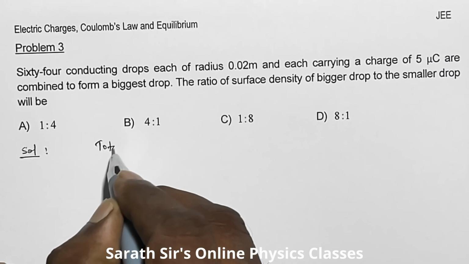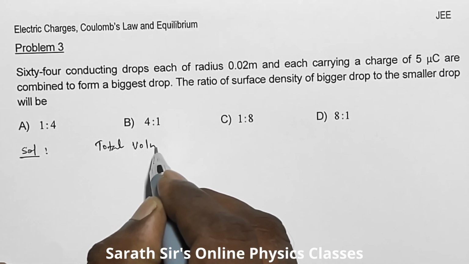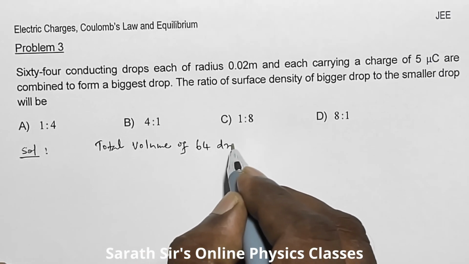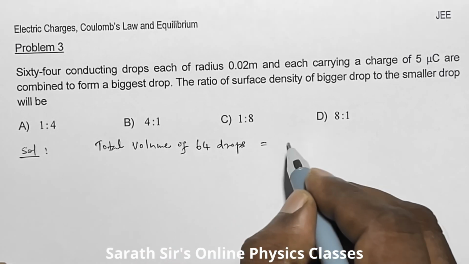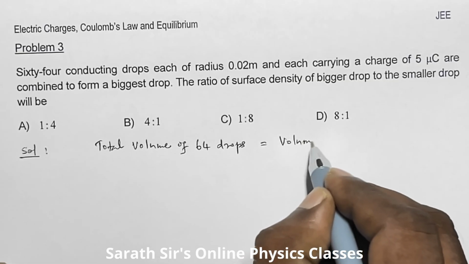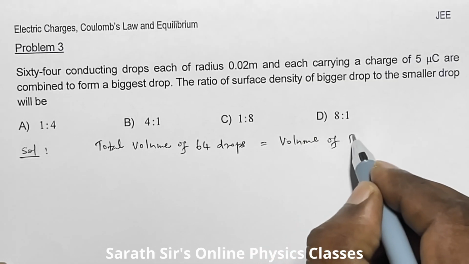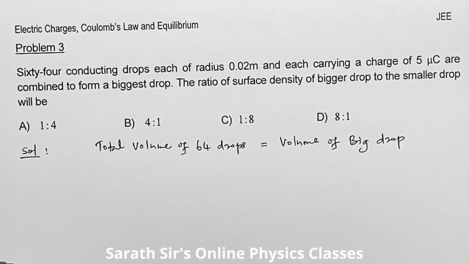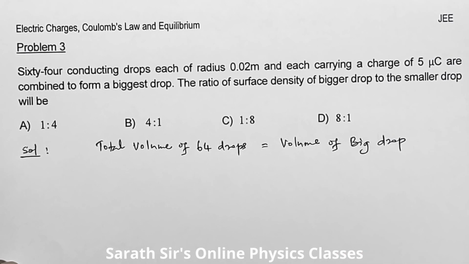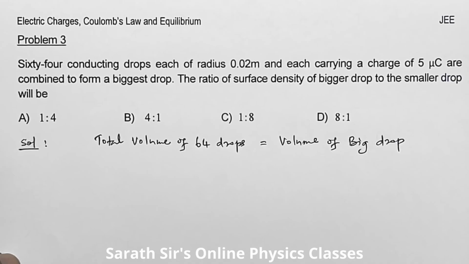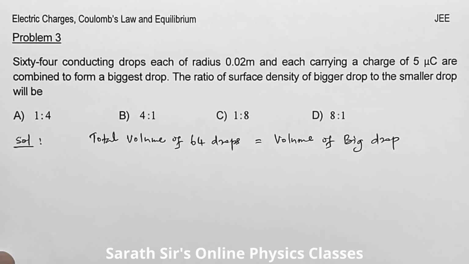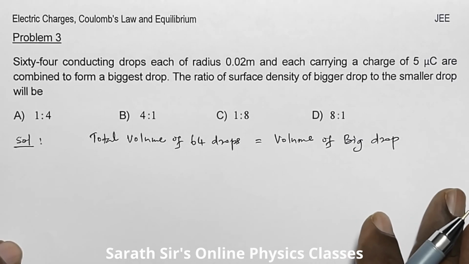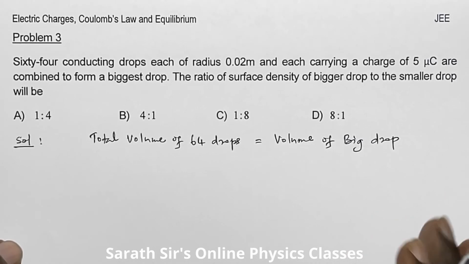Total volume of 64 drops is equal to volume of the big drop. So this is what happened. Why? Because all the smaller drops are joined to make a big drop. That's why the total volume of 64 drops is equal to the volume of the big drop.